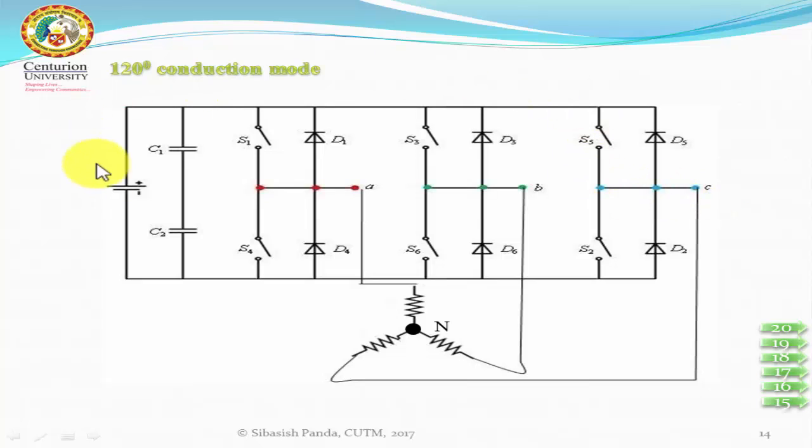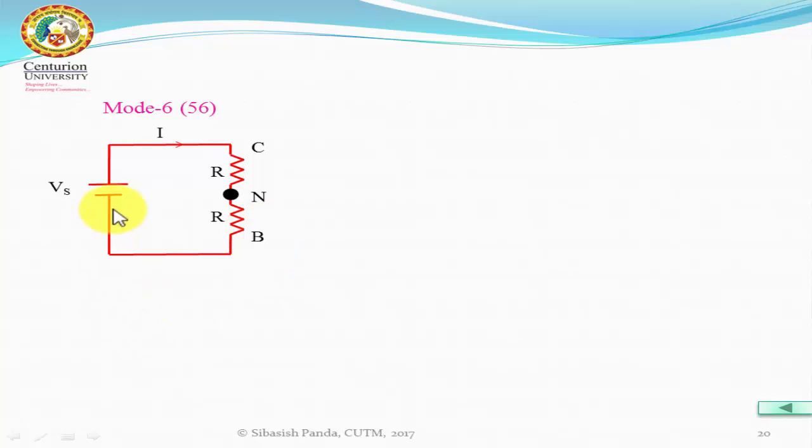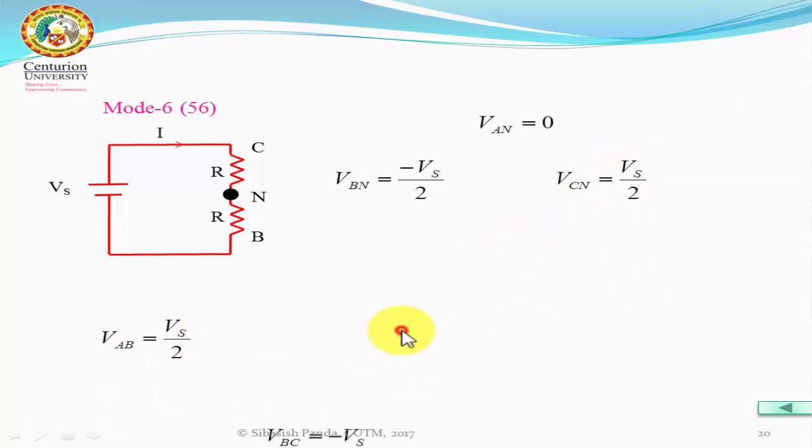So the last mode, 5, 6. With 5, C is connected to positive, and with 6, B is connected to negative. So here CN will be Vs by 2, BN will be minus Vs by 2, and AN will be 0. Then AB, BC and CA follow.